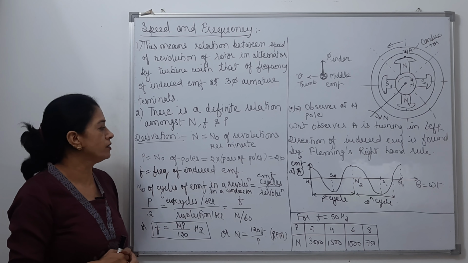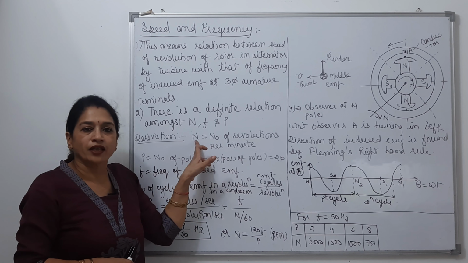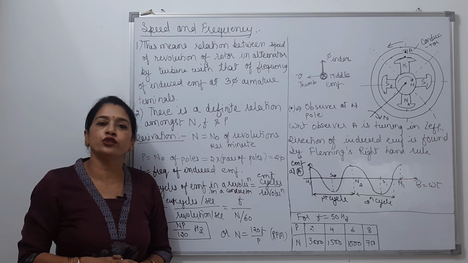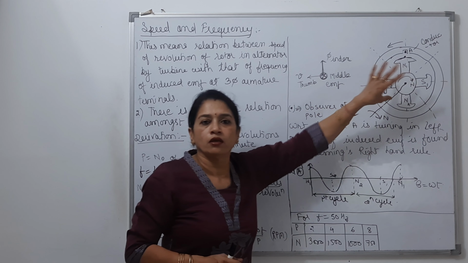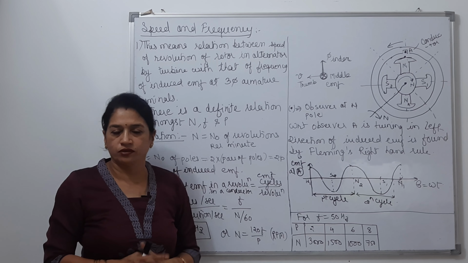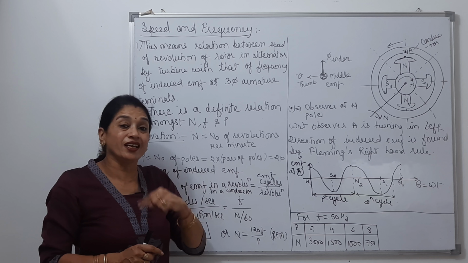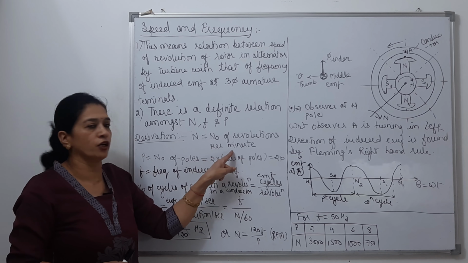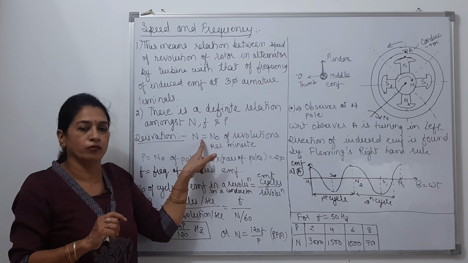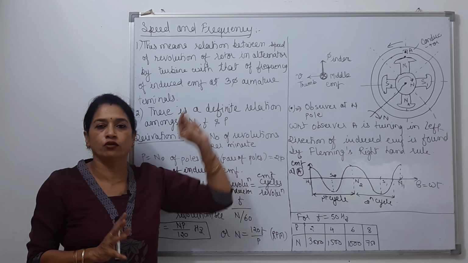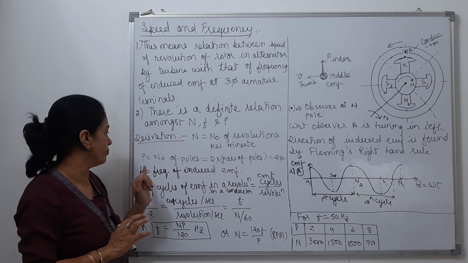So let's start that. Say N, capital N, is nothing but the revolutionary speed of the rotor provided by the turbine to the rotor in RPM, that is revolutions per minute. This is the revolutionary speed of the rotor in RPM.